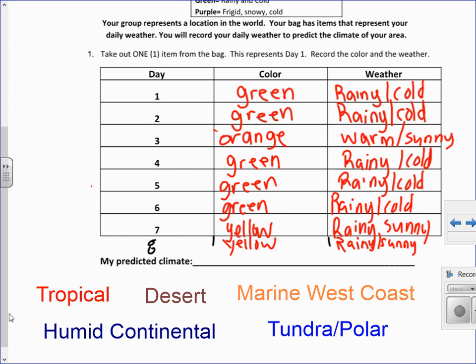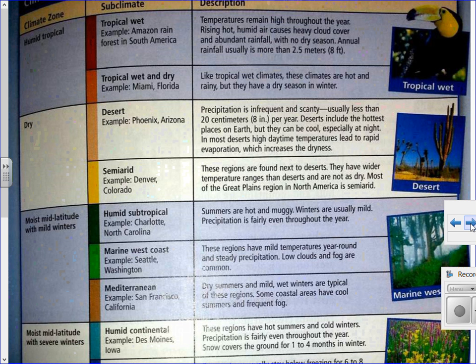The climates that we're looking at, there's 5 of them. Donovan, you looking up here. You have tropical, you have desert, marine west coast, humid continental, tundra, also known as polar. If you open your textbooks to page A127, you will see a page like this.